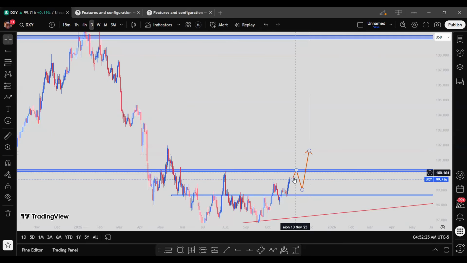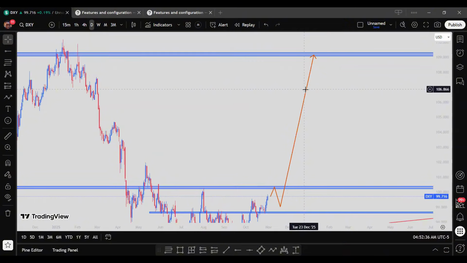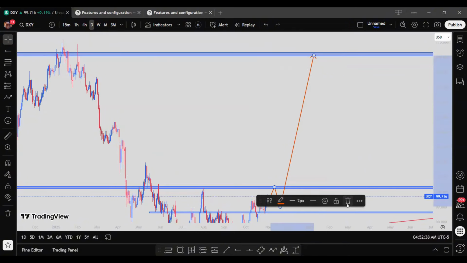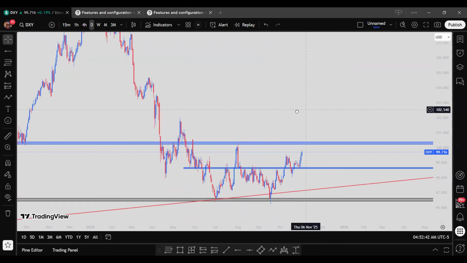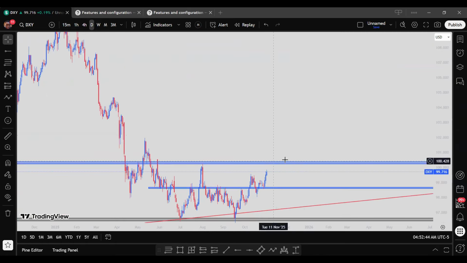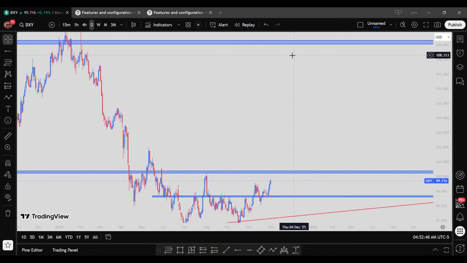If we have a break of this level and price starts moving back to the upside, I'll be expecting price to continue moving up to the next major key level here. That's what I'm looking at on DXY. After we clear this major level and price starts moving back to the upside, if we have a retest of this level, that will just continue pushing the market back to the upside, back into the next major level. That's how I'm currently looking at the DXY at the moment. I'm very much bullish on the DXY.